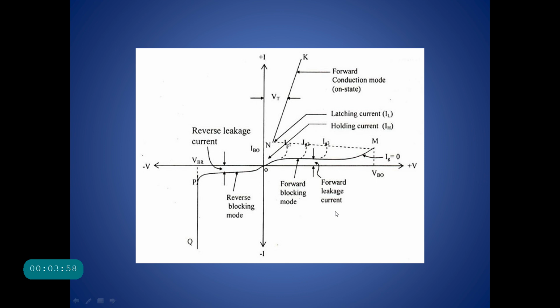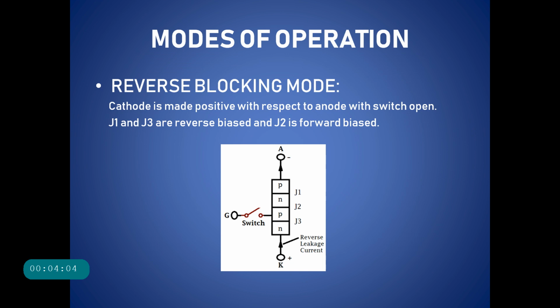Now from this figure we can clearly see there are three modes of operation. Now let's discuss them. The modes of operation of a thyristor. The first one is the reverse blocking mode. In this mode, the cathode is made positive with respect to anode and the switch is kept open. Hence, the junctions J1 and J3 are reverse biased, and the junction J2 is forward biased.